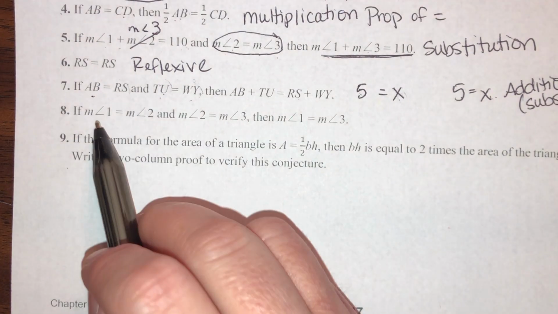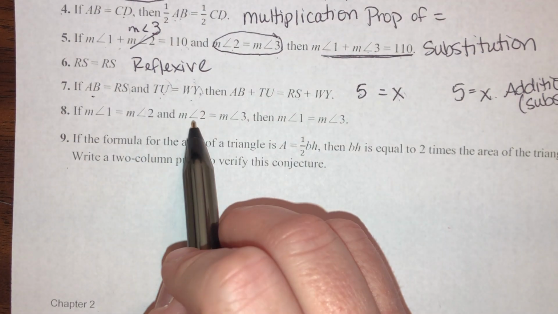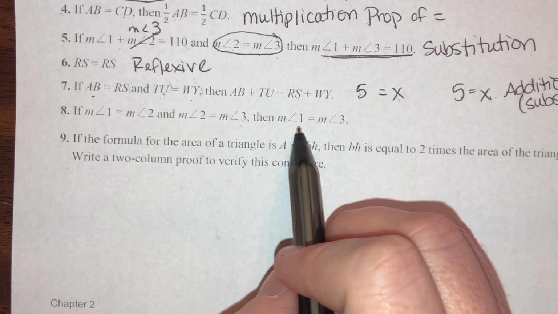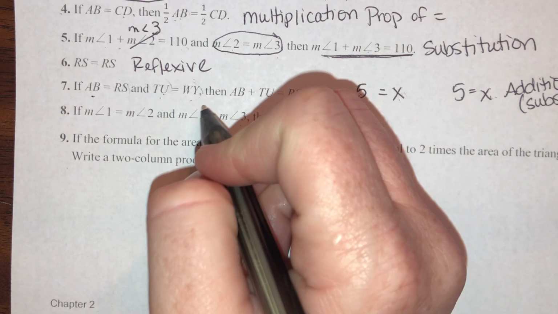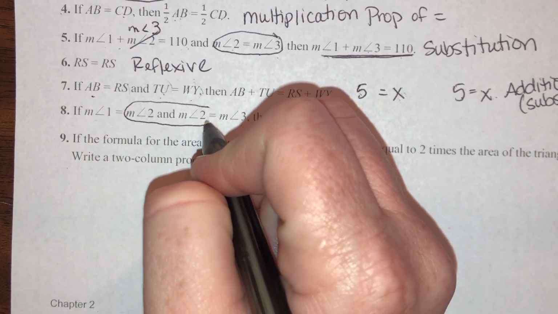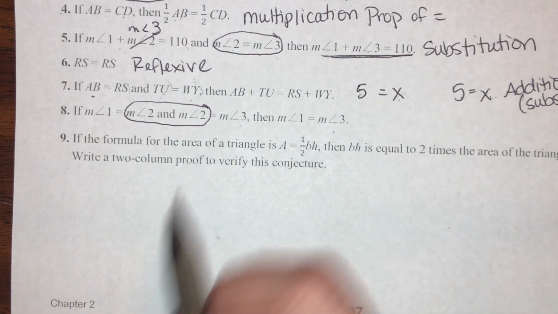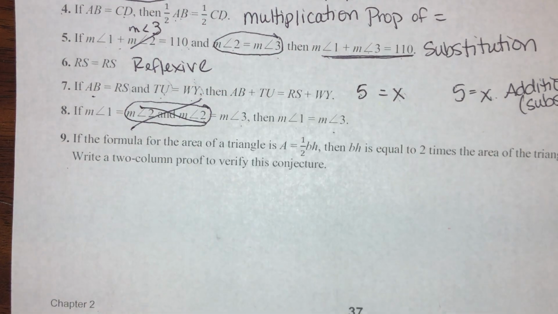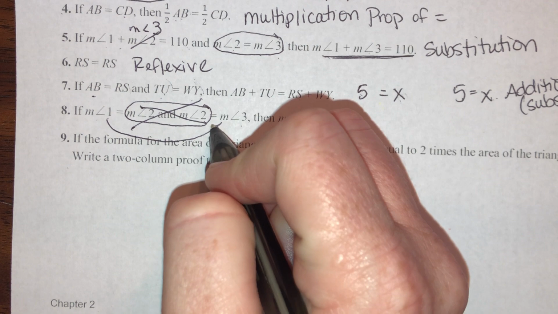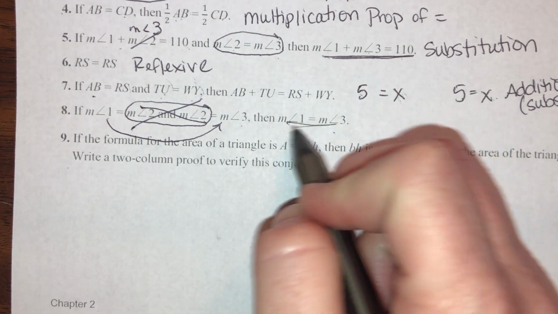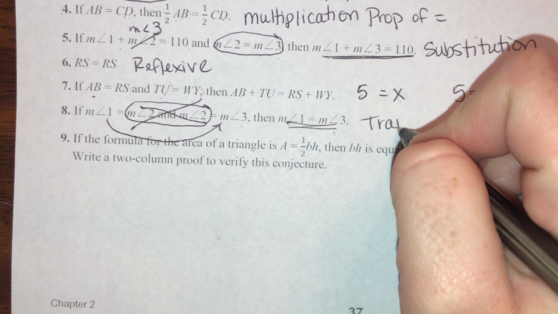Okay, number 8. If the measure of angle 1 is equal to angle 2, and angle 2 is equal to angle 3, then angle 1 is equal to angle 3. Guess what we have? Middlemen, exact same thing. So we can just cut them out and say that angle 1 is equal to angle 3, which we do right here. So that's the transitive property.